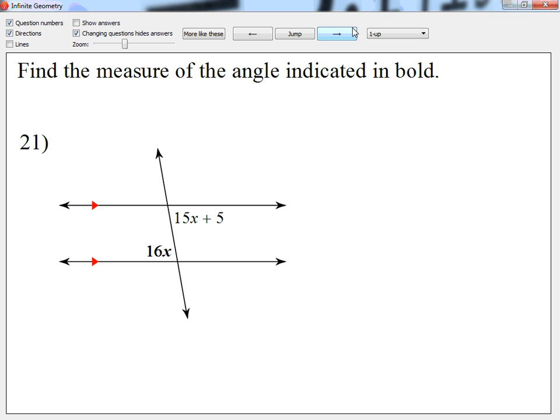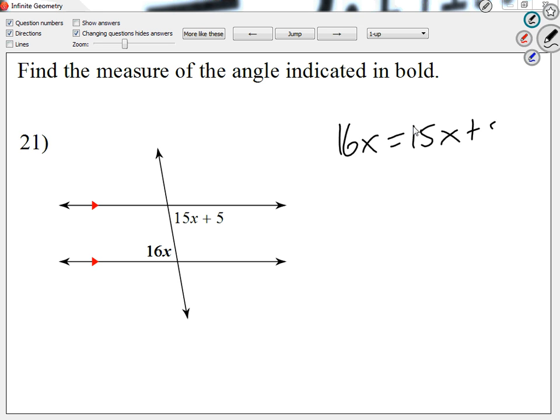Now let's take a look at 21. Find the measure of the angle indicated in bold. First of all, let me find x. What's the relationship between these angles? Alternate interior, so I'm going to let them equal each other. 16x equals 15x plus 5. My 15x, let me bring it to the other side as a minus 15x. So we get that x equals 5, right? Now we have to put it into the one that is bold.